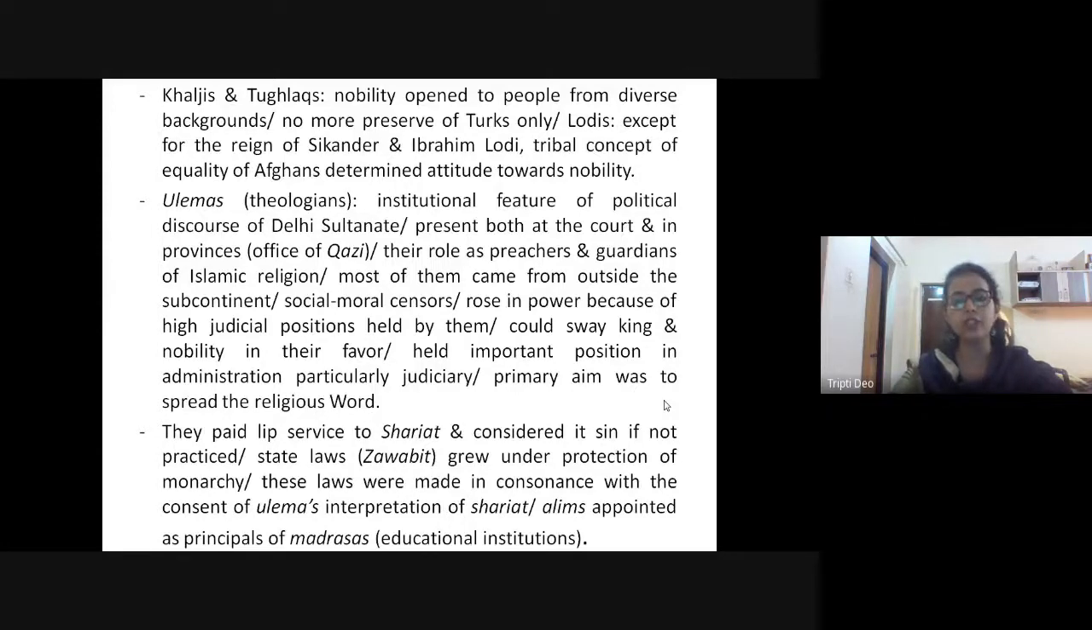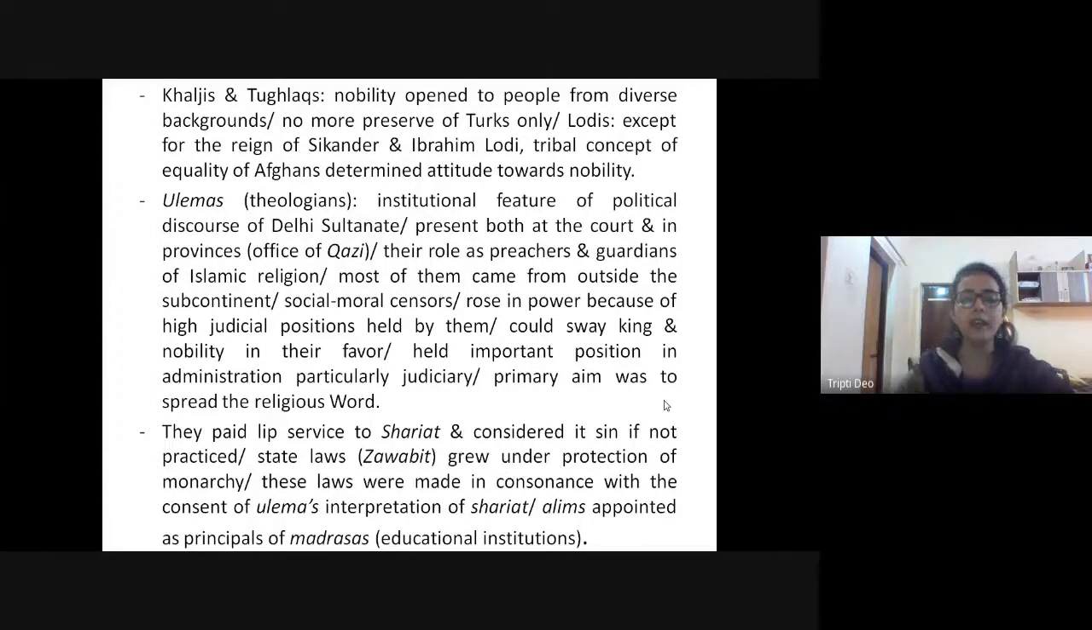So Lodis and later Sur, Sher Shah Suri, we'll not study about him today, but Lodis were Afghans, and they also followed the tribal concept of equality. There was no concept of ruler as such, and that dominated the attitude of the nobility. Nobility thought that one person should not take control of everything. So even if a particular chief is becoming a ruler, he must treat the nobles as equals. That was the expectation of the nobility.